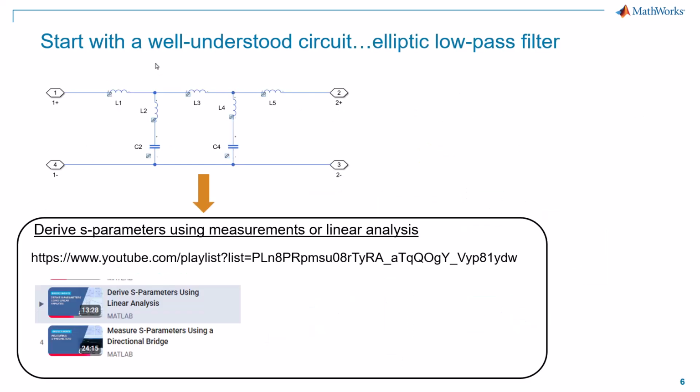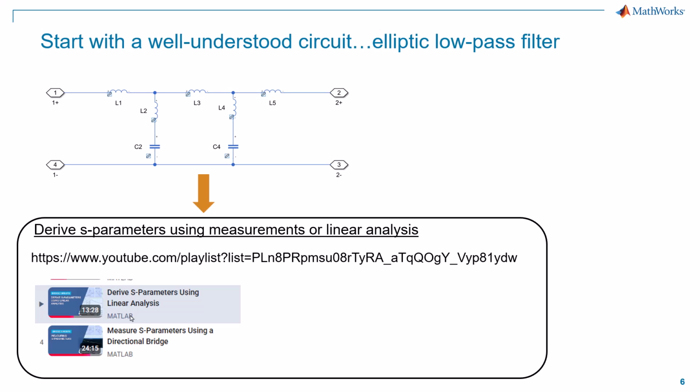So again, we're starting with this well-understood circuit, the elliptic low-pass filter. I mention here a few ways that I've shown in past videos on how you can get S-parameters from a Simscape circuit, using either a measurement-based approach or a linear analysis-based approach. There are a couple of videos. I provided the link to my playlist and the names of a couple of videos on that topic.